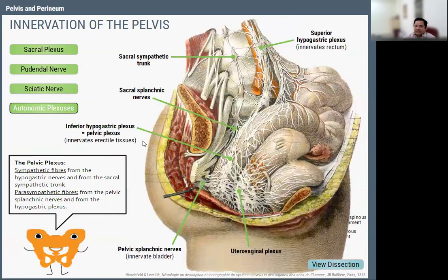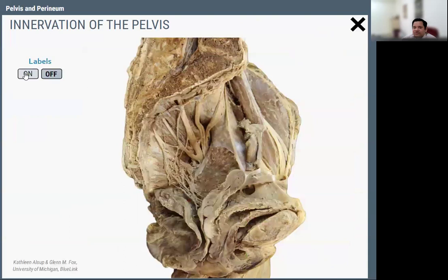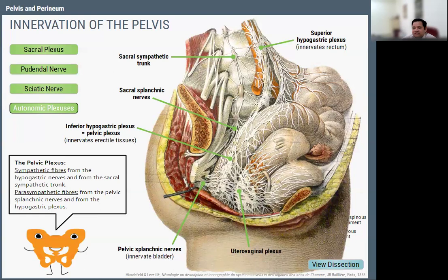Then there are autonomic plexuses, sympathetic and parasympathetic. Sympathetic will be coming from the hypogastric nerve from the sacral sympathetic nerves. Parasympathetic will be coming from the pelvic splanchnic nerves to the hypogastric plexus. If you want to see the dissected view, you will see these are the sacral plexuses: L4, L5, S1, S2, S3, S4. Then the inferior hypogastric plexus, and in this part the superior hypogastric plexus.